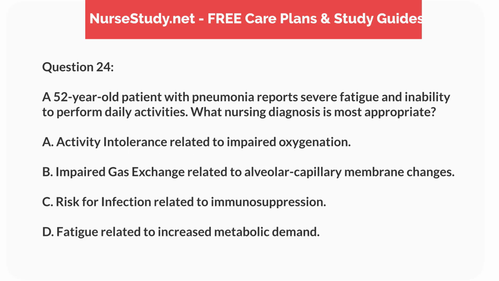Question 24. A 52-year-old patient with pneumonia reports severe fatigue and inability to perform daily activities. What nursing diagnosis is most appropriate? A. Activity intolerance related to impaired oxygenation. B. Impaired gas exchange related to alveolar capillary membrane changes. C. Risk for infection related to immunosuppression. D. Fatigue related to increased metabolic demand.